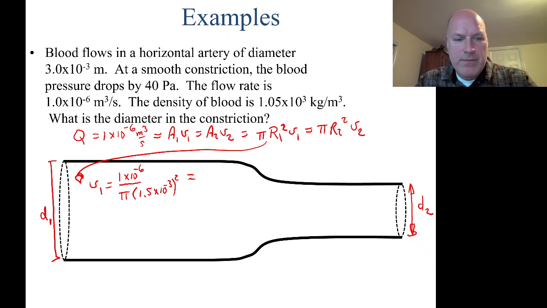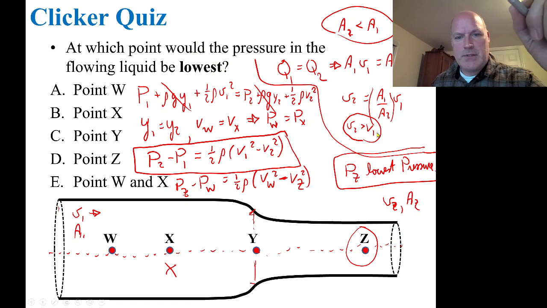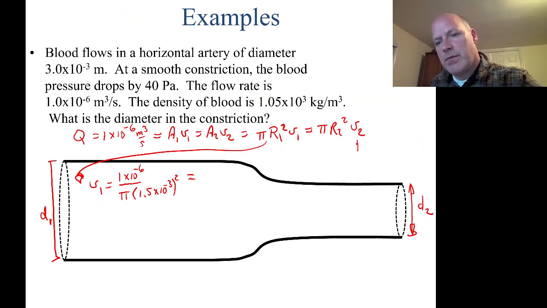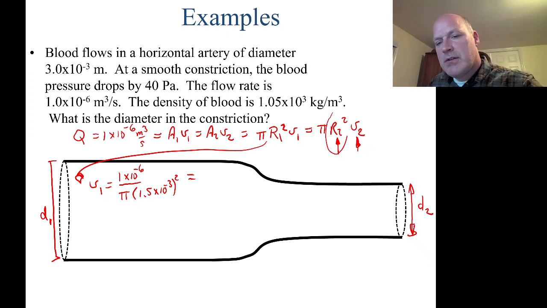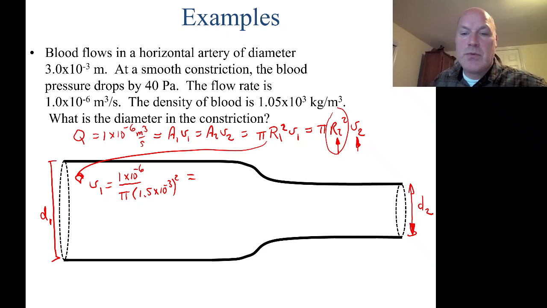So once we have velocity 1, we know radius 1. We still don't know the velocity 2, and we don't know radius 2. They want the diameter, so they want us to figure this one out. How are we going to figure out the final velocity? Well, we've got two unknowns but only one equation. And in math, you know that if you have two unknowns, you need two equations. So the other equation is going to be Bernoulli's equation.